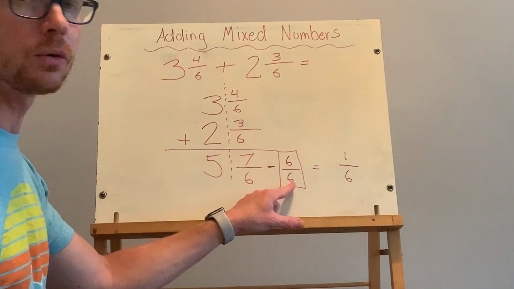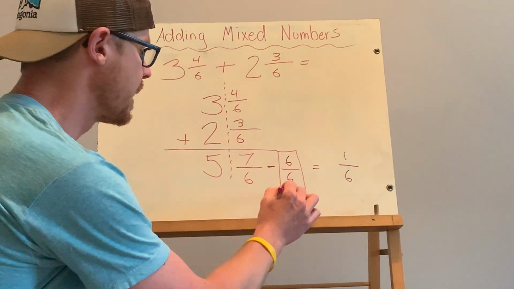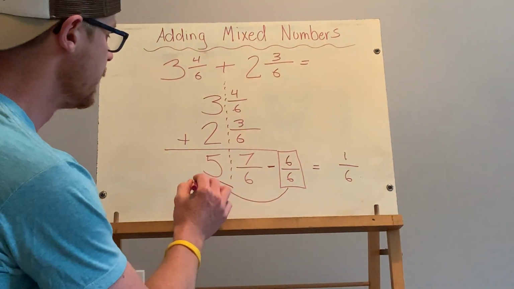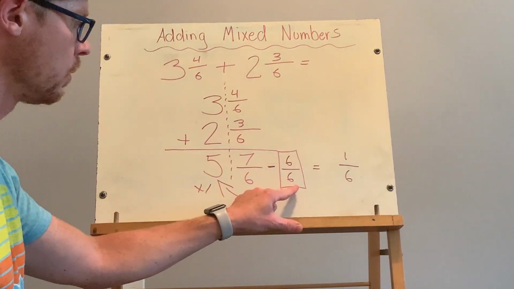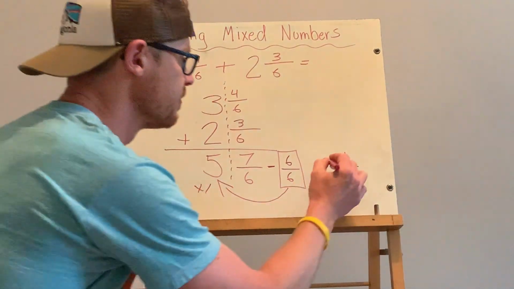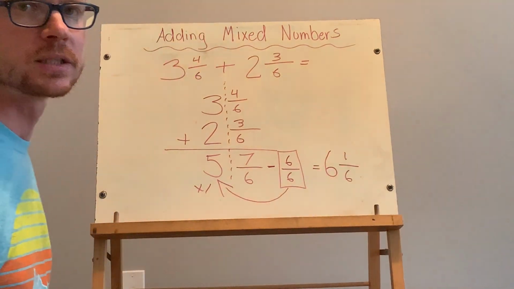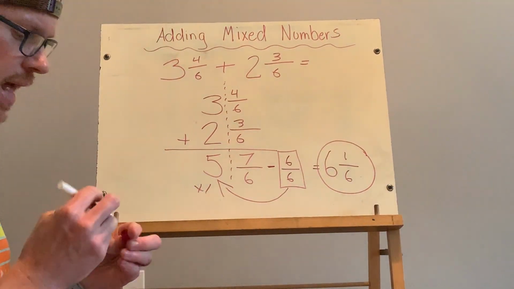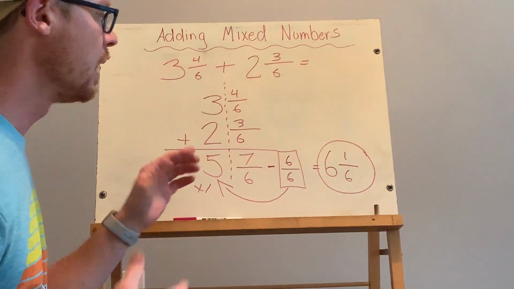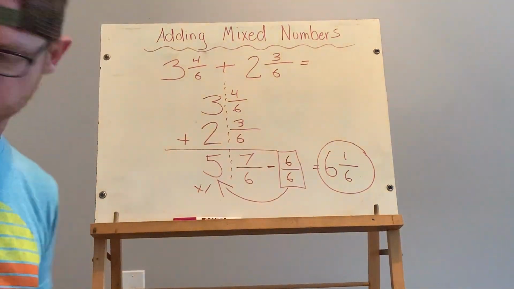Now, we took it away from our fraction, but we can't forget about it. So what we're going to do is add it to our whole number. I know 1 whole taken away from the fraction, plus 5, 5 plus 1 is 6. And our answer is going to be 6 and 1/6. And that one, guys, we can't simplify. It is in the simplest form.